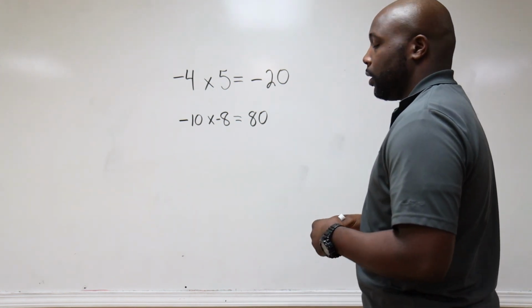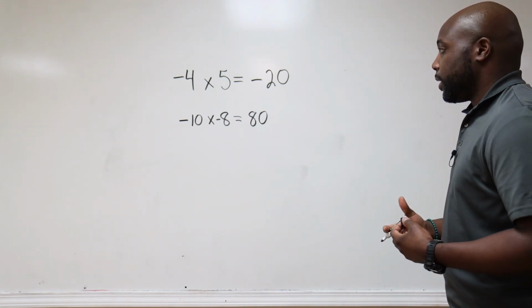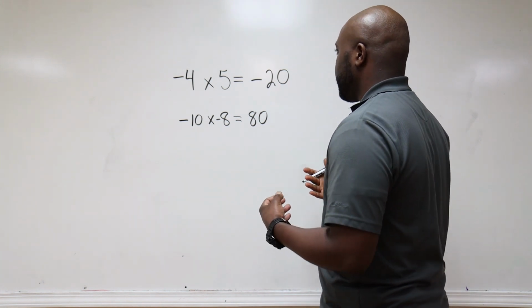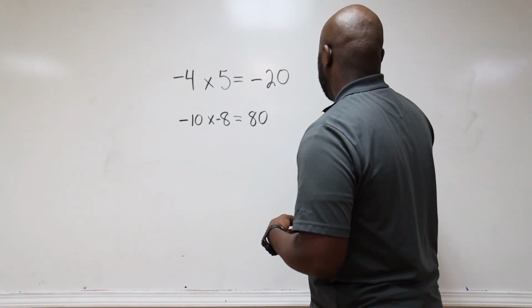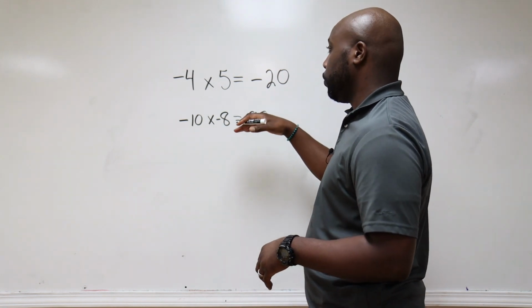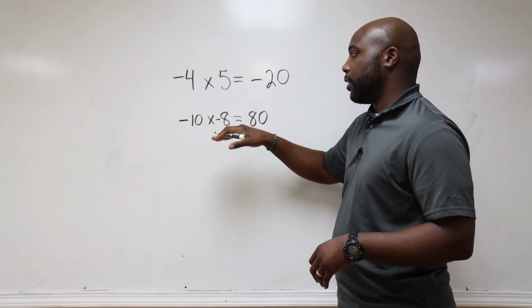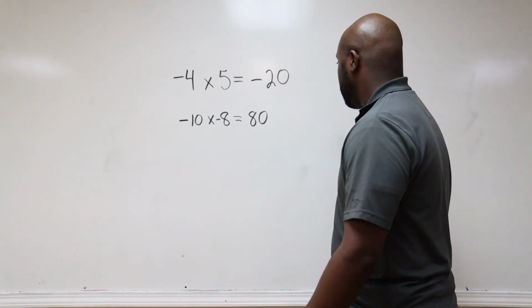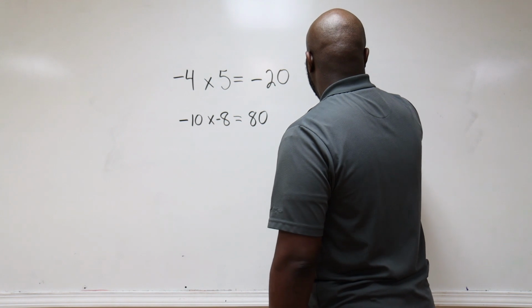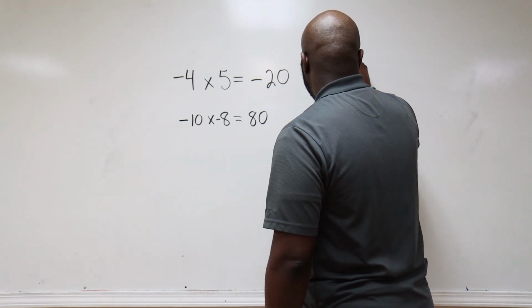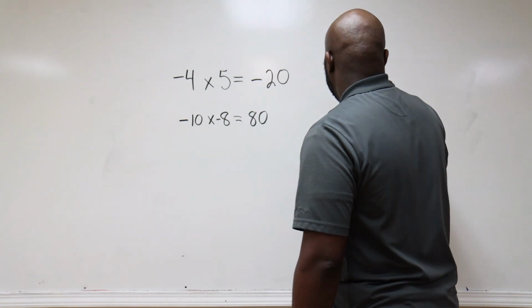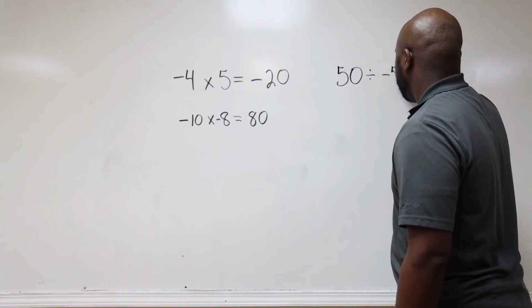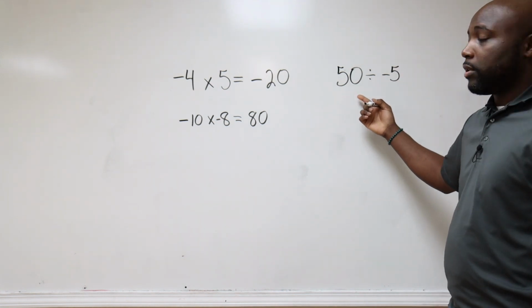Now moving on to dividing integers, it is pretty simple, sort of like these equations. Dividing an integer goes the same way. The rules of negatives and positives apply the exact same way to dividing integers. So let's go ahead and write: what is 50 divided by -5? What would that solution be?